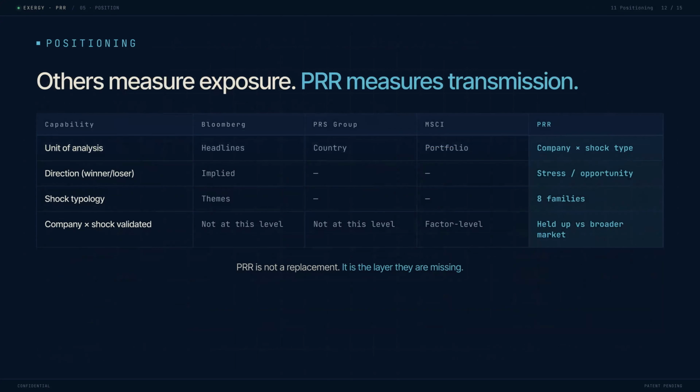PRR is not replacing Bloomberg, MSCI, PRS, news tools, factor models, or analyst judgment. Those tools answer important questions. PRR adds the missing layer. For this company and this shock type, does the evidence point to stress, opportunity, or no reliable company-specific pattern?